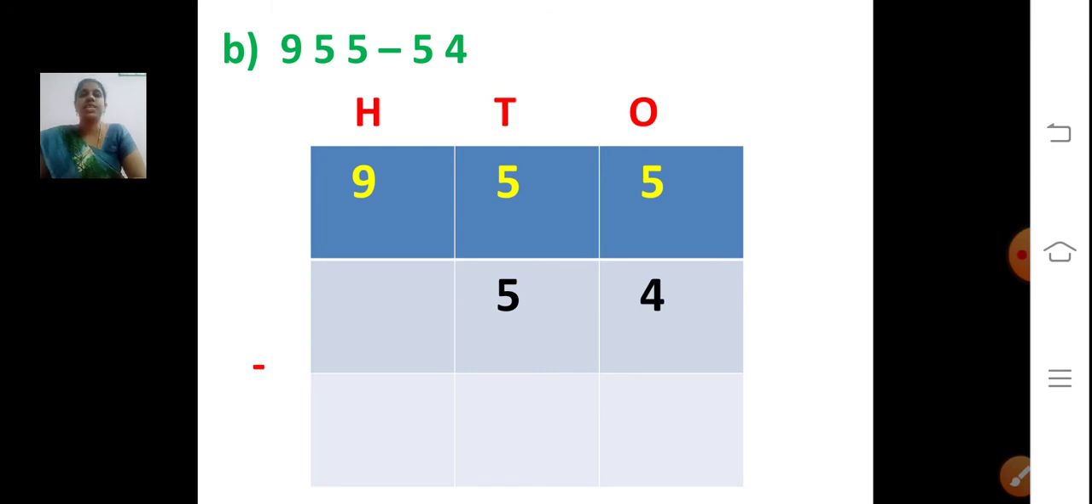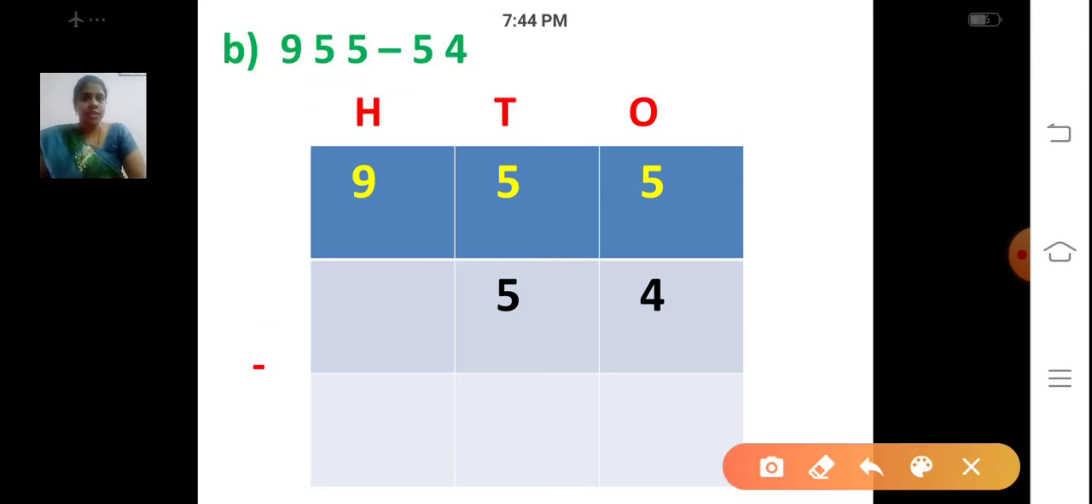955 minus 54. We are going to subtract 54 from 955. Now we are going to write the numbers in the exact places. So first take the bigger number, 955. 5 in the ones place, 5 in the tens place, 9 in the hundreds place. Let's move on to the smaller number, 54. 4 in the ones place, 5 in the tens place. Let's subtract these two numbers now.